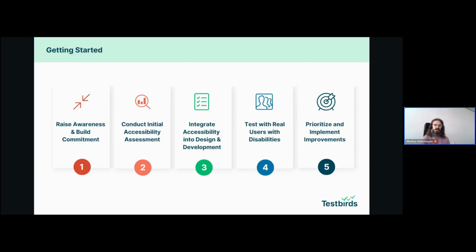But then a crucial point from our point of view is really to also involve affected people, right? So testing with real users is essential, I think, in any case, but especially in this situation, because only because something is accessible according to a certain guideline does not mean that it's really accessible and usable in a good way for someone affected.